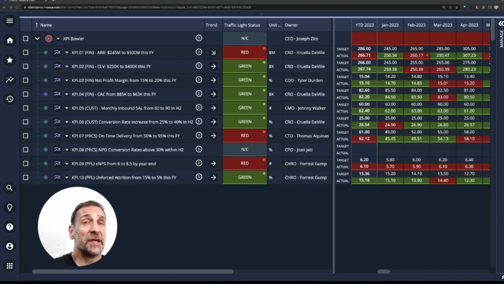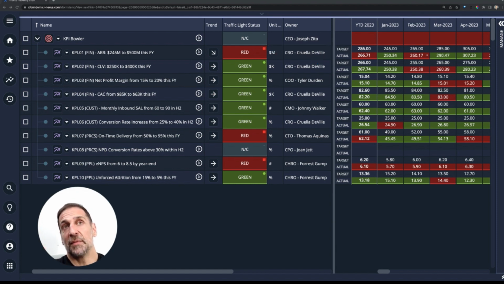Now, what we're looking at here is not a countermeasure. This is a bowler, or a bowling chart, which I covered in another video, but it sets up why a countermeasure needs to be created. On the left is a group of metrics. We'll use the first one, ARR. We have somebody who owns that metric, and then we have targets month by month for where we should be, and then the actuals, green or red.